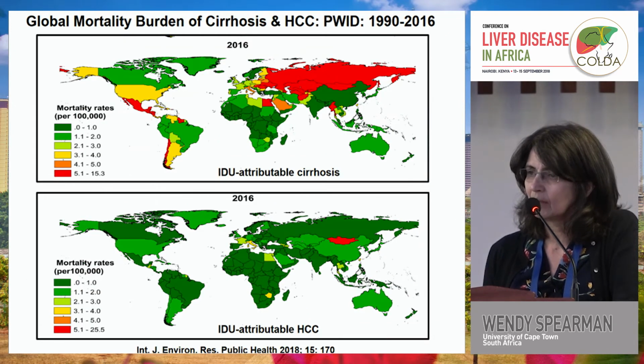So as we can see, the global mortality and burden of cirrhosis and HCC is increasing, and this is particularly going to be a potential problem in Africa as the injecting drug user population increases and ages as well.